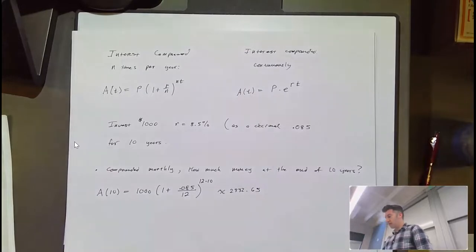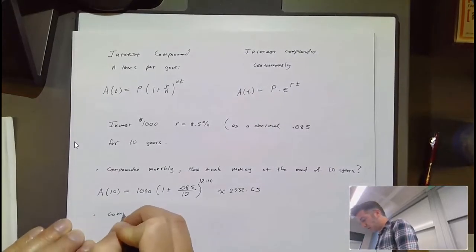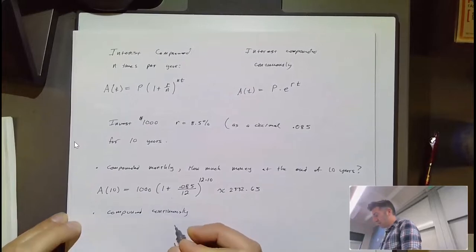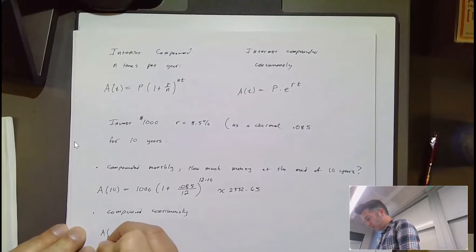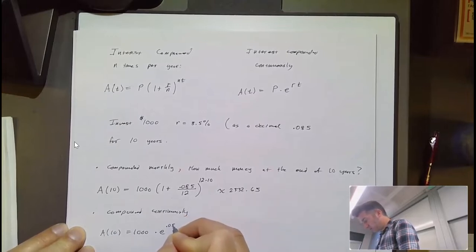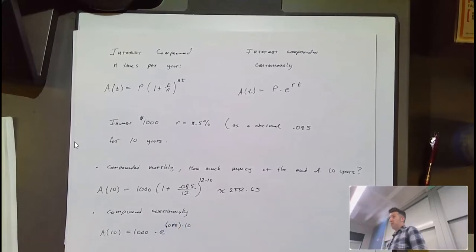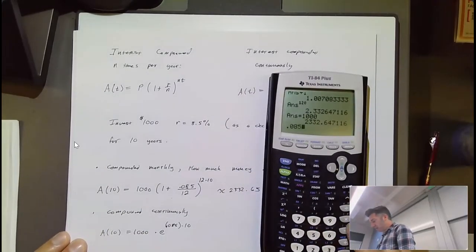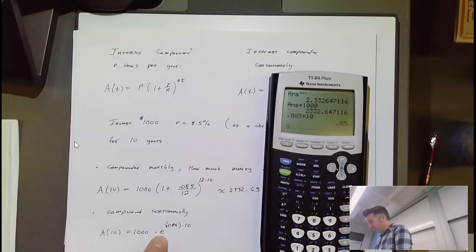Versus if I was going to compound continuously, we would end up getting 1,000 times e to the r times 10. And then, to see the difference, we're going to use the calculator again. I'm going to do 0.085 times 10. And then I'm going to do e to that. Where's my e button? So e to the previous answer.